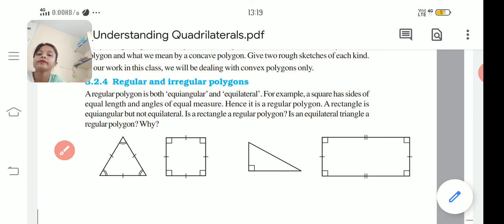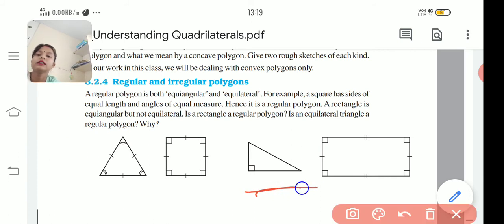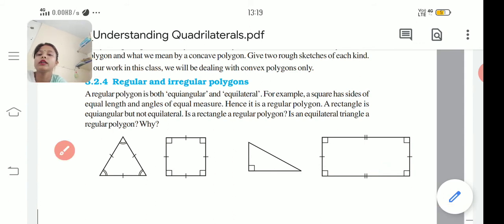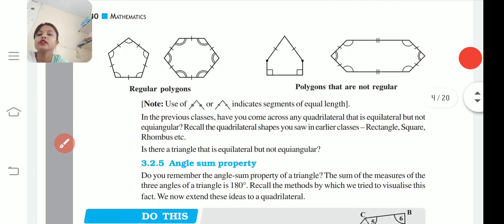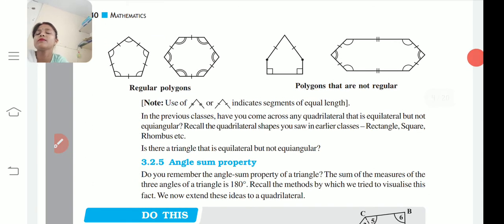Fine. Now the next one, here you can see this triangle is given and this rectangle is given. In a rectangle, all the angles are equal but the sides are not equal. That's why it will be an irregular polygon. Okay. Now here some more examples are given for regular and irregular polygons.